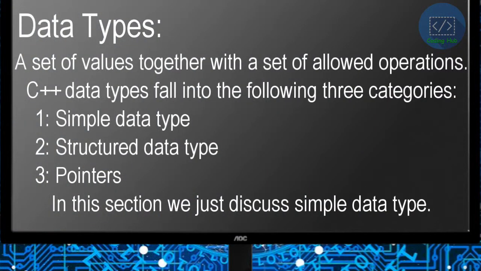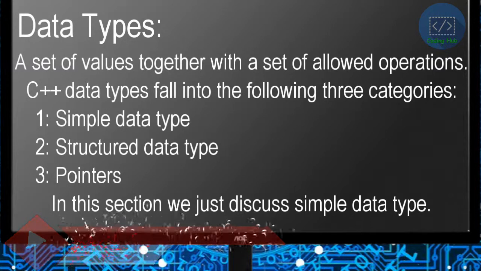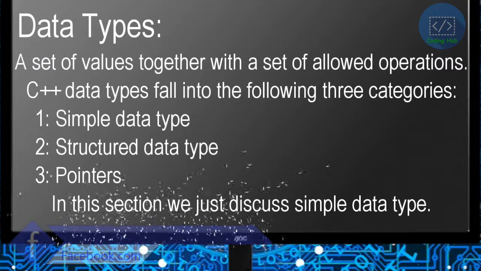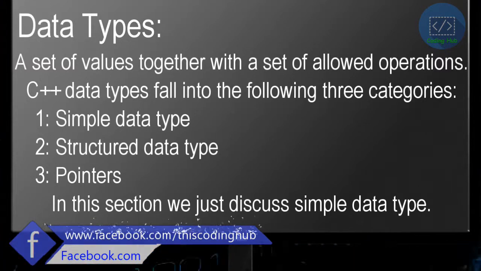Data types. A set of values together with a set of allowed operations. C++ data types fall into the following three categories. 1. Simple data type. 2. Structured data type. 3. Pointers. In this section we just discuss simple data type.